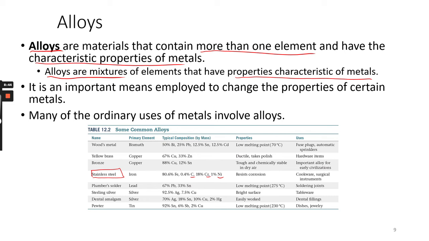I'm trying to think. Sterling silver is another good example. If you have jewelry that's pure silver, it will tarnish. For sterling silver, they add a little bit of copper to the silver, and then it doesn't tarnish. Bronze. Bronze is copper and tin mixed together. And brass, you have copper and zinc mixed together.